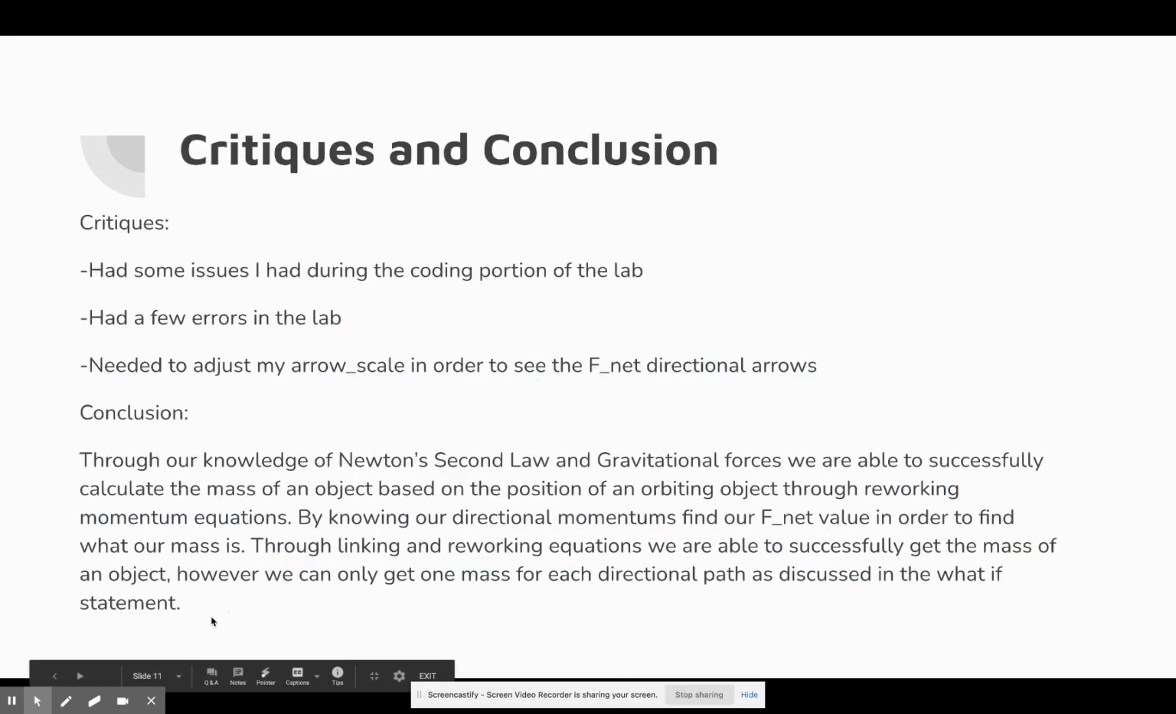So critiques and conclusions. For critiques, I did have some issues during the coding portion of this lab. It errored a couple times, but I made some small adjustments in order to fix that. I also had some problems adjusting my arrow scale to get those F net directional arrows, but eventually I was able to figure this out and get those 3 different arrows for the different directional F nets.